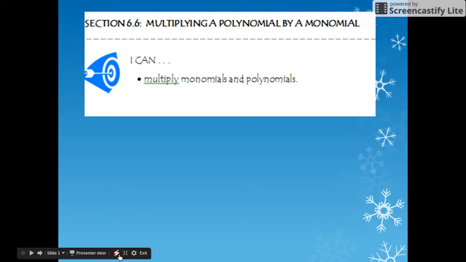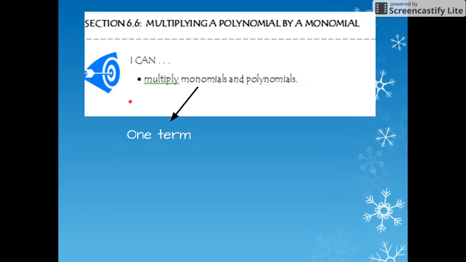We're going to take a look really quick at the next section that you'll see in your notes, section 6.6. For this section, all we're going to be doing is multiplying. This is stuff that you know how to do already. Remember that a monomial is something that has only one term, and a polynomial is more than that. So instead of just multiplying monomials together, what you've done earlier in this unit, now we're just building that up a little bit and multiplying a monomial by a polynomial.